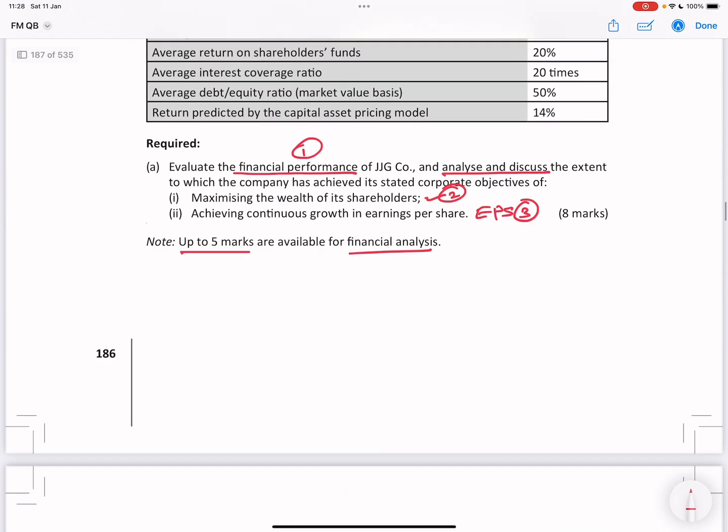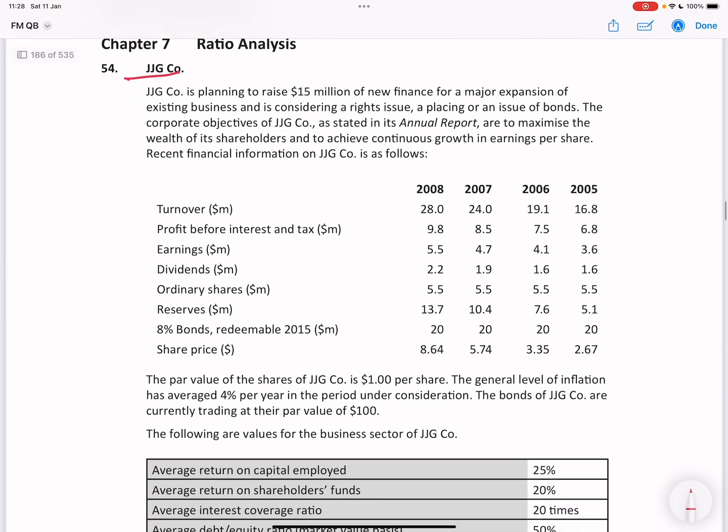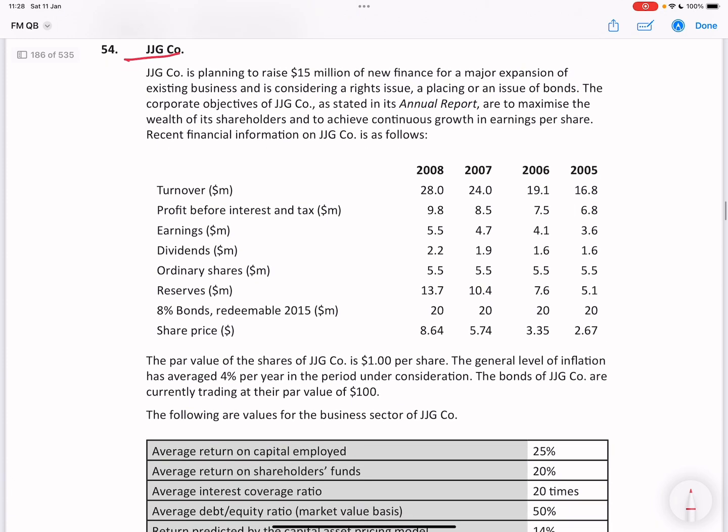Now let's go into the meat of the question. JJG Co is planning to raise $50 million, as we can see, for a major expansion, and is considering a right issue, a placing, or bond. So does it want to do equity? Equity is these 2 guys, in different forms, and this is debt. But it doesn't know which one it's going to use yet.